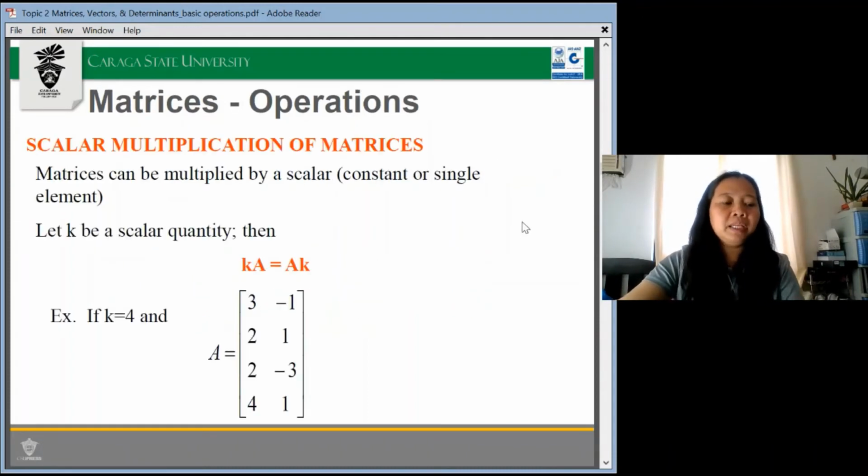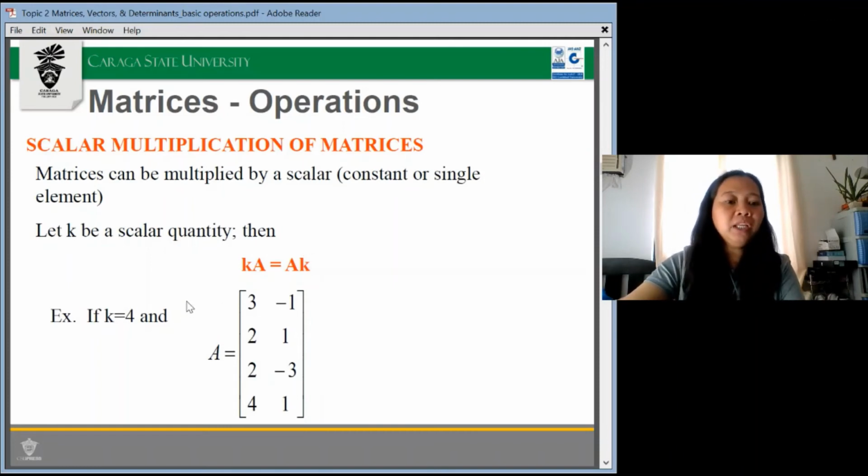Next topic is about scalar multiplication of matrices. Matrices can be multiplied by a scalar quantity. A scalar is a constant or a single element. So let k be a scalar quantity. Then k multiplied by matrix A is equal to A times k as a scalar quantity.